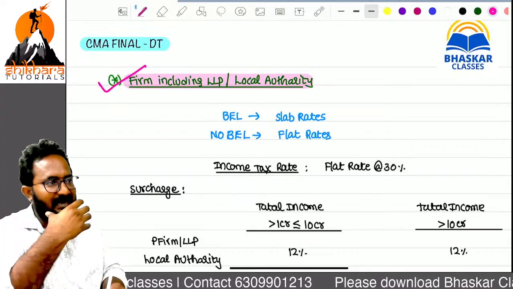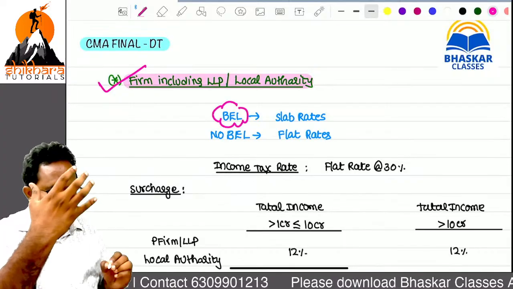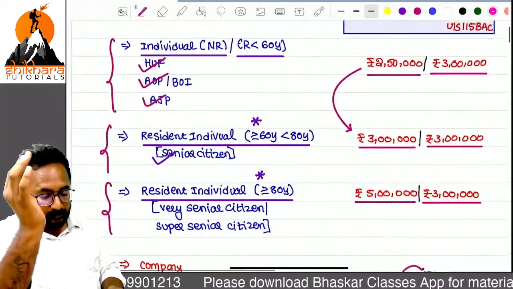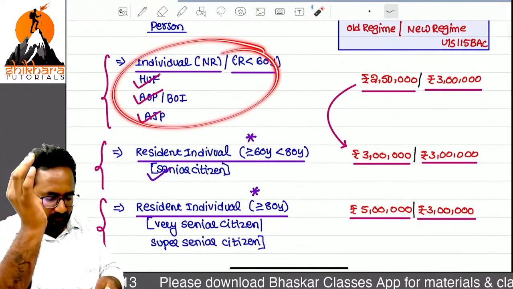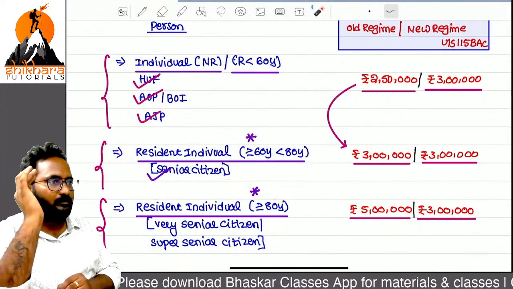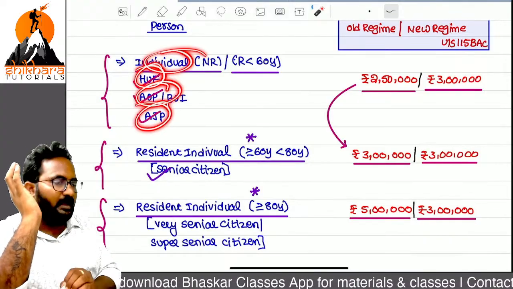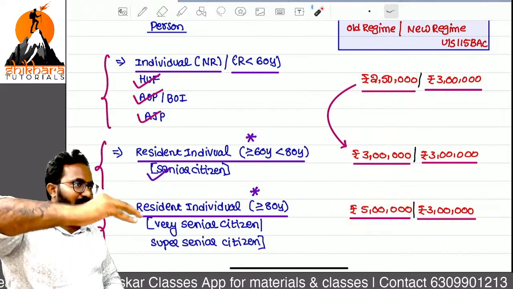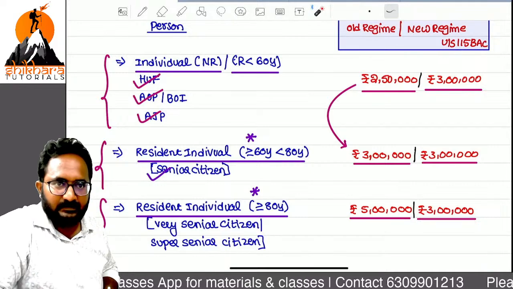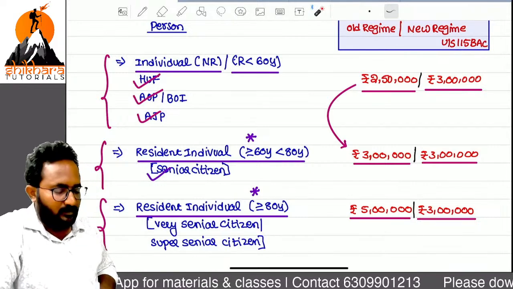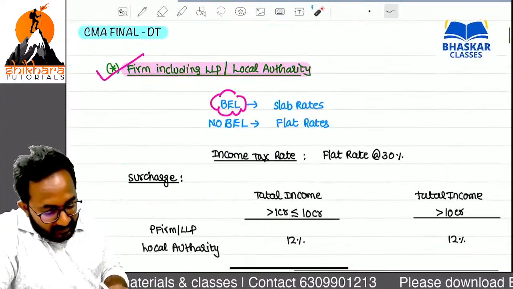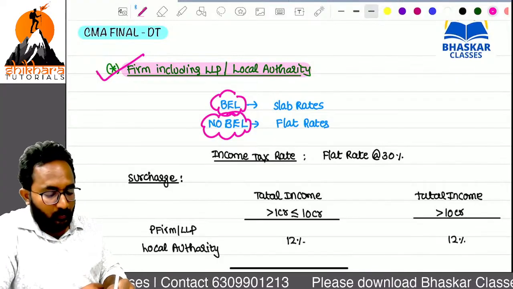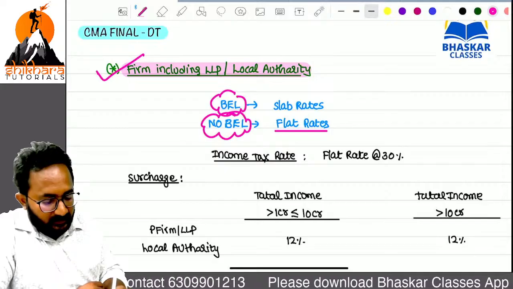Any person having the basic exemption limit, as in the earlier discussion, these fellows only have the basic exemption limit: individual, HUF, AOP, BOI, AJP. For them we follow slab rates. As every level of income increases, we increase the tax rates. Clear? But those not having a basic exemption limit, like company and partnership firm, follow a flat rate.